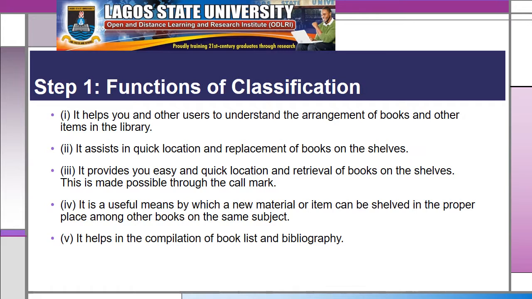Functions of classification include helping you to understand the arrangement of books, assisting you in quick location and replacement of books on the shelves. It is also useful for shelving properly in the library. There are also some other functions.